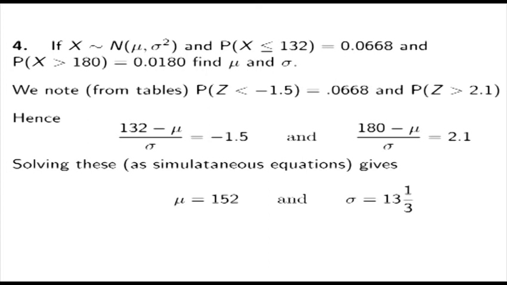So this example is a bit more complicated. We've done a number of different things. We've got the situation with two unknowns, the situation where we've used the tables backwards, the inverse tables, and the situation where we've had to use also the fact of symmetry and the total area being 1. So a number of different examples for the normal distribution.